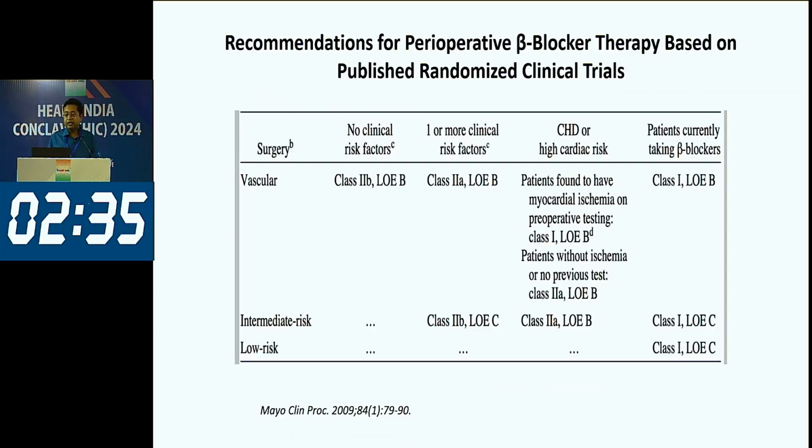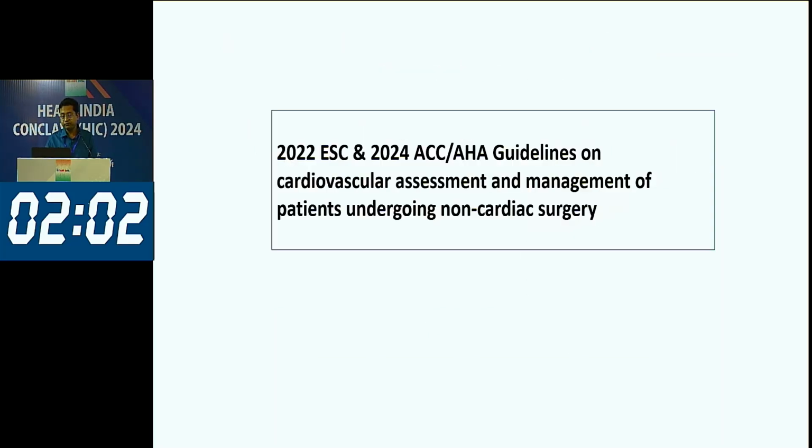So any recommendation of perioperative beta blockers? Now we have to withhold the ACE inhibitors, but beta blockers are very important friends of the perioperative status. And for vascular surgery, there is a class 1 recommendation for those currently on beta blockers. For intermediate surgery also class 1 recommendation, and for low risk surgery also class 1 recommendation. So you have to continue beta blockers, and those patients having more than one risk factor also have to take a beta blocker, and that is a class 2A recommendation.